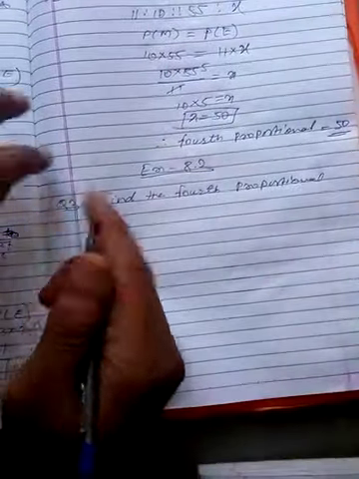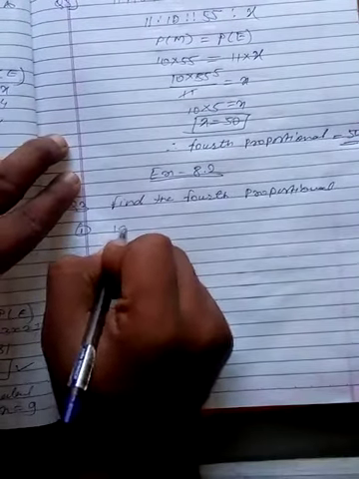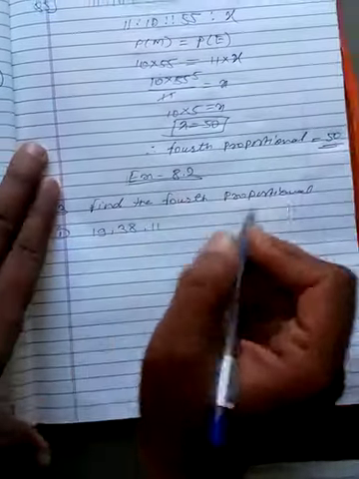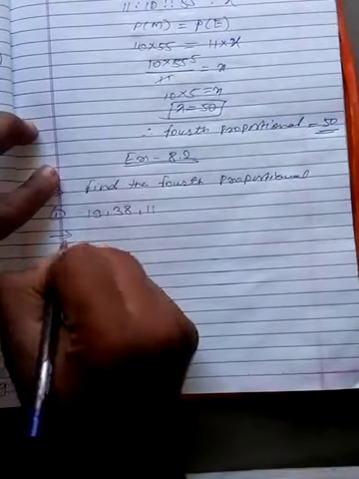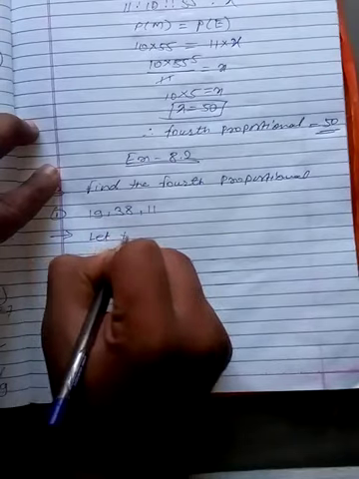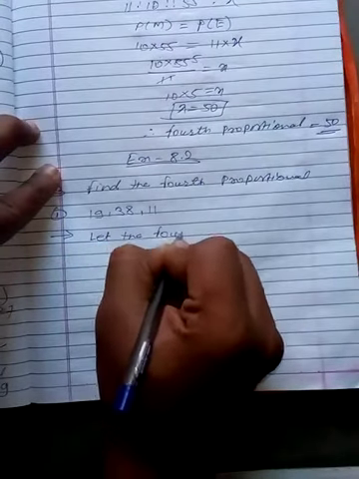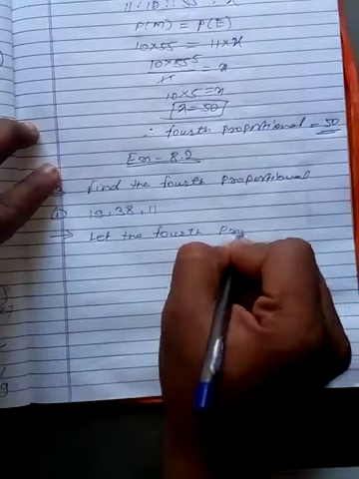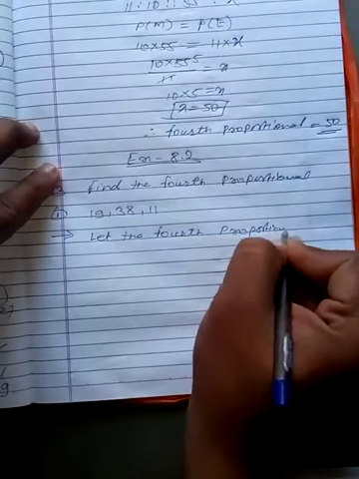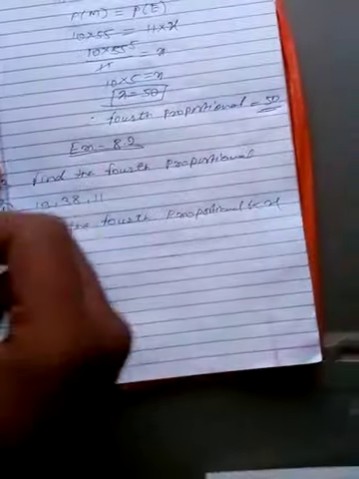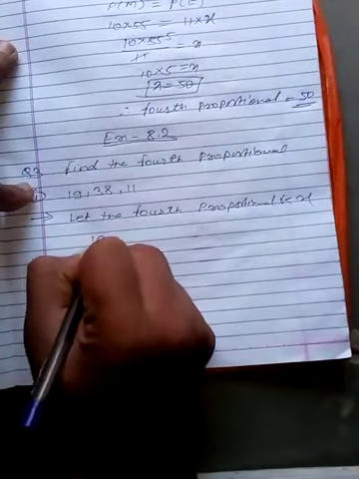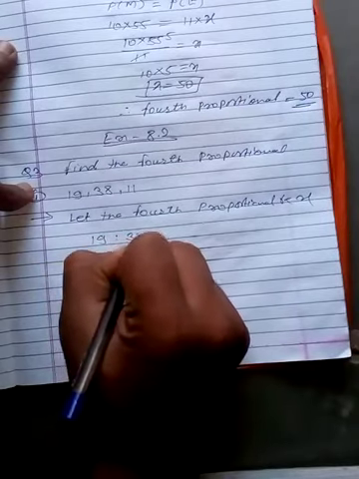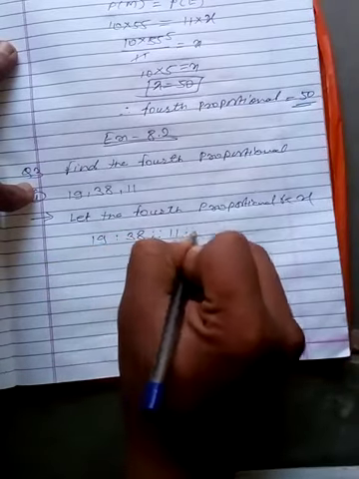Okay, so in that, first example is what? Example number 1: 19, 38 and 11, and the fourth number is missing. That is what we have to find out. So we'll have to see there. Let the fourth proportional be x. जो fourth proportional है वो अपन x consider करेंगे. So how will it come? We will write 19 is to 38 in proportion with 11 is to x.